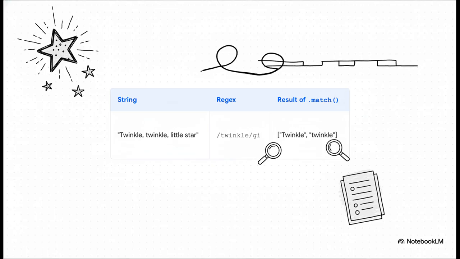And here's where we put it all together. Let's say we use our .match function with our pattern /twinkle/ by adding both the global and ignore case flags, that gi at the end, we can search the entire string for both Twinkle and twinkle. And the result? It's not just yes, it's an actual list containing both words. We've successfully pulled them right out of the text.